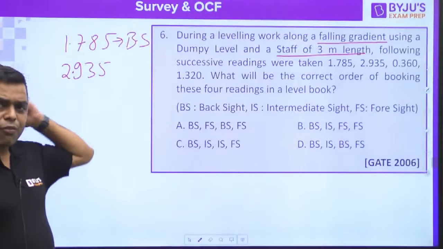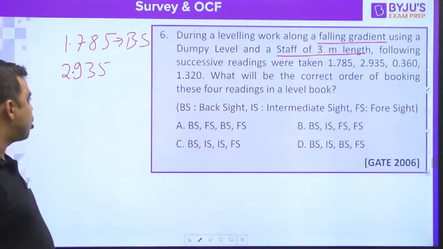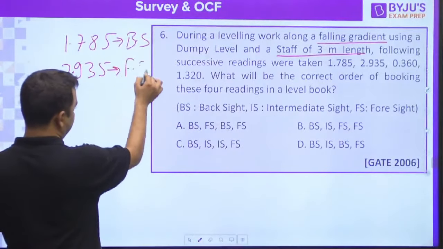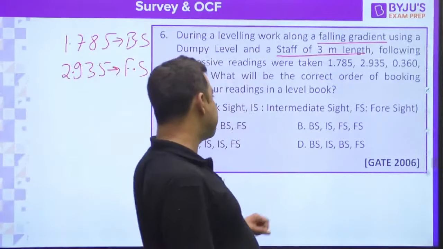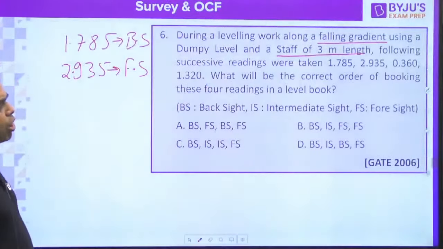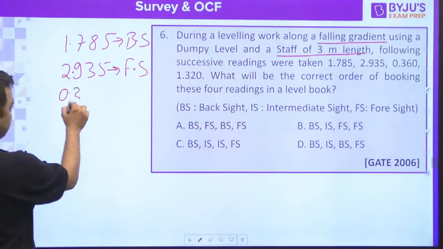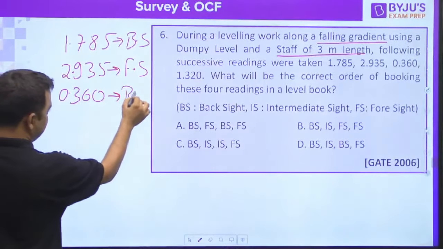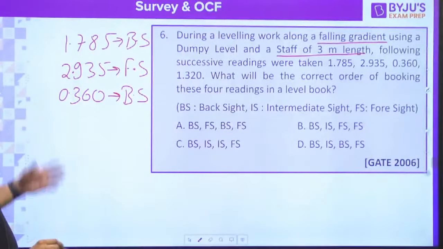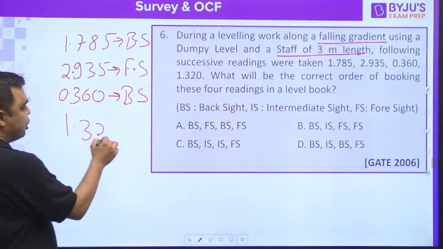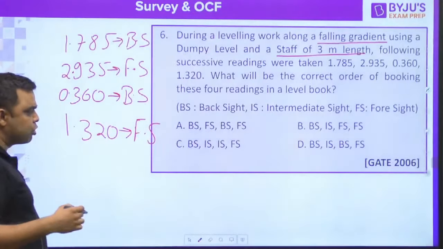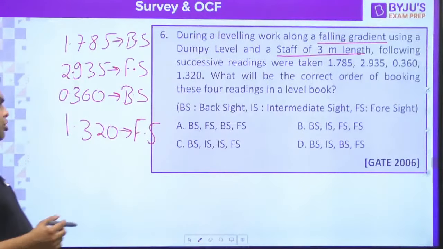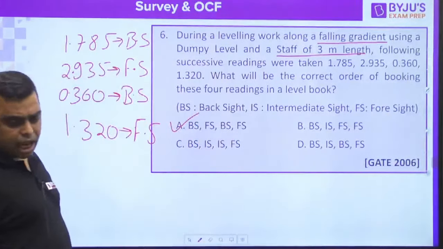The reading taken from the previous setting of the instrument on the change point is called foresight. After that, 0.360 will definitely be backsight, since the foresight was taken at the change point, and the last reading 1.320 is always our foresight. So backsight, foresight, backsight, foresight. Answer will be option A. Are you guys clear with this?